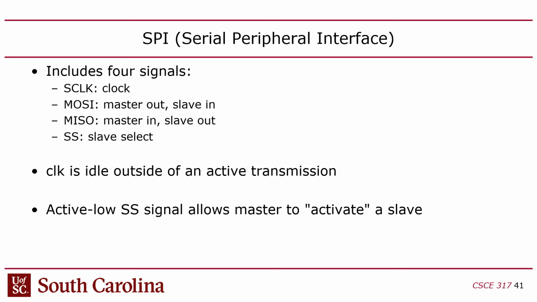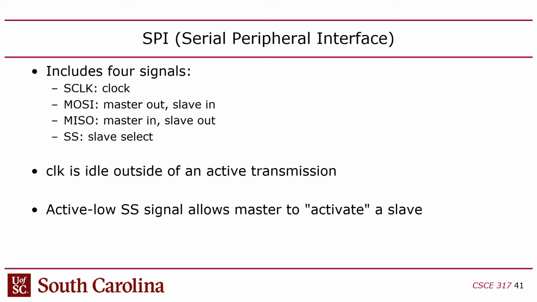Then there's MOSI, which stands for master out, slave in. So this is the outgoing bits. MOSI is used for the master to send data to the slave, and then MISO is for the back channel, the opposite. Data flows the opposite direction back to the master, and MISO, that's master in, slave out. And then SS is slave select, which is basically it turns on the channel, right?